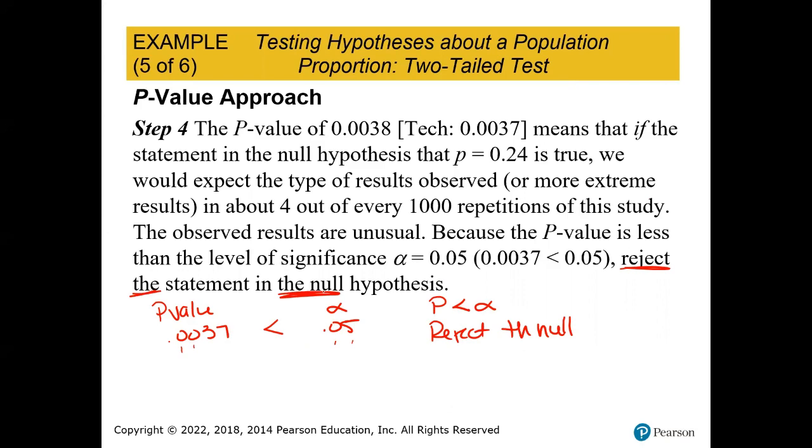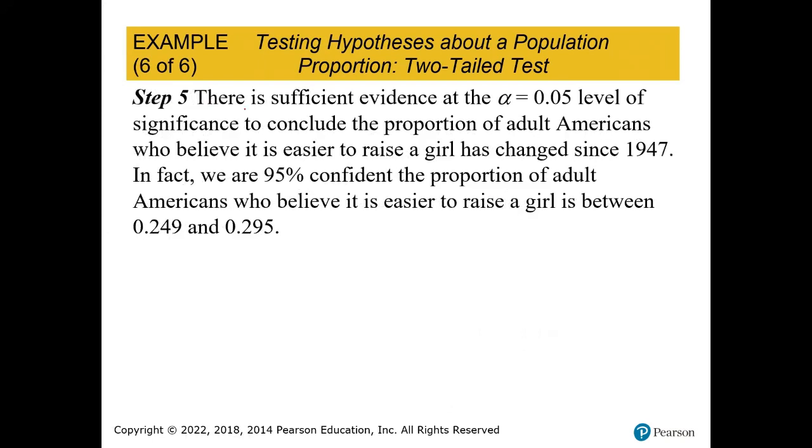Reject the null. And if we reject the null, we have enough evidence to claim the proportion of adult Americans who believe it's easier to raise a girl has changed. This level of significance, 0.05, means that we can be 95% confident in our results.